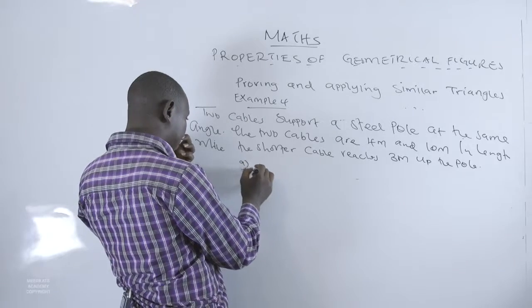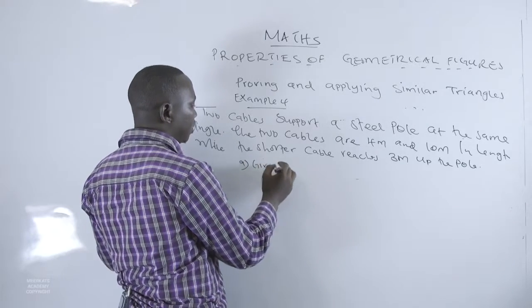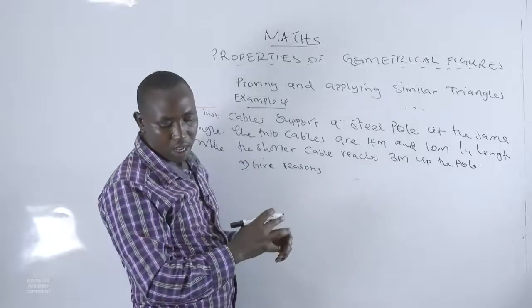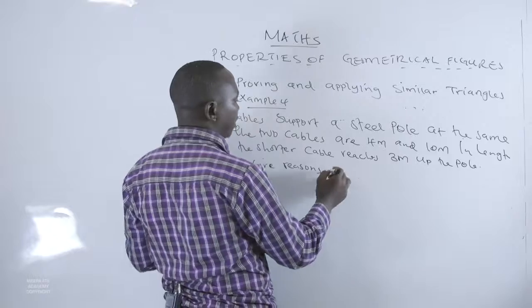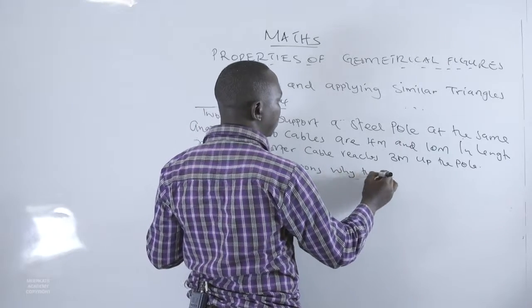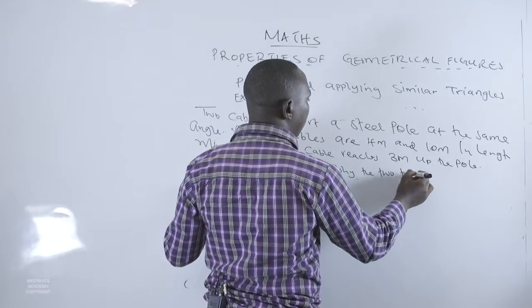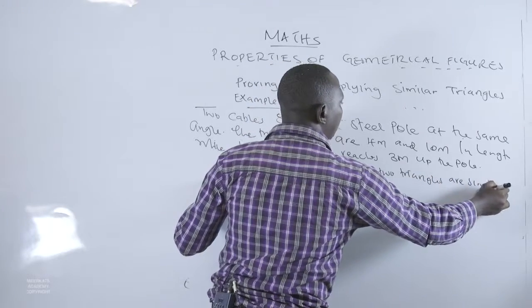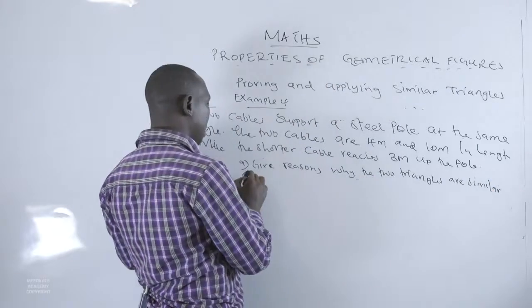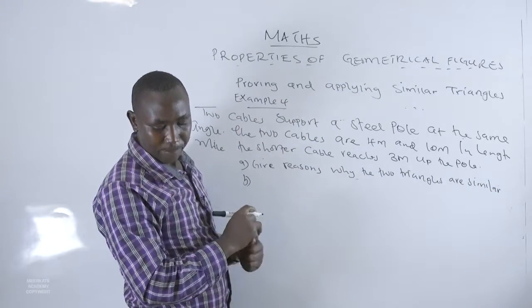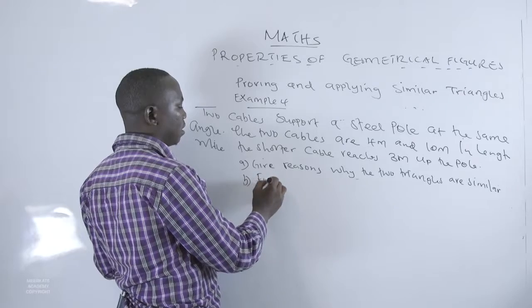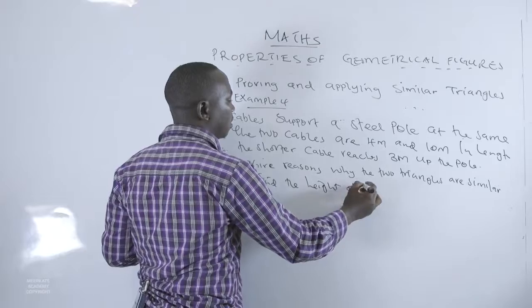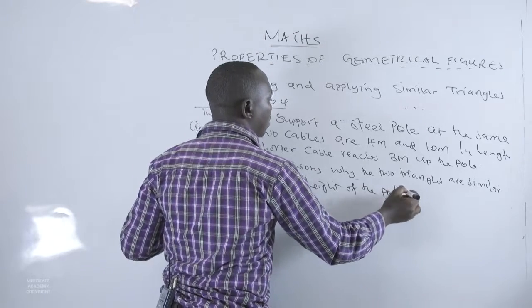Question number 1, giving reasons, give reasons why the 2 triangles are similar. And 2, find the height of the pole.